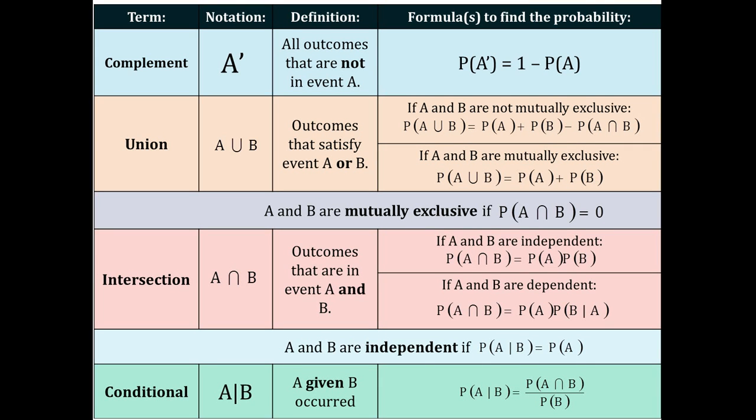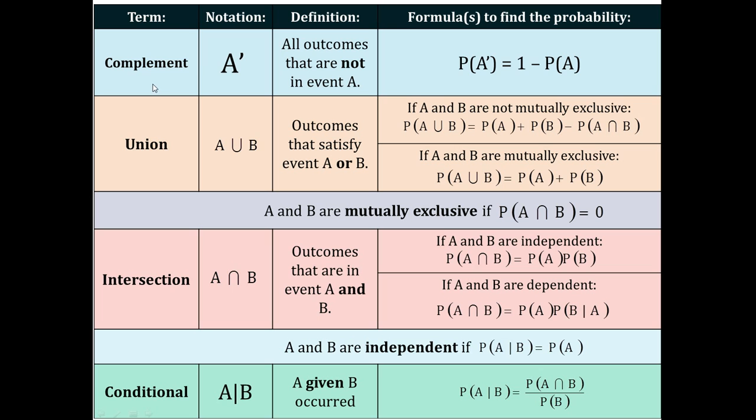So I'm going to work through an example where I solve for probabilities for combinations of events. I put in the notes this summary table of different terms that we've learned, their symbols, what it means in words, and then the different formulas we have for solving for their probabilities.